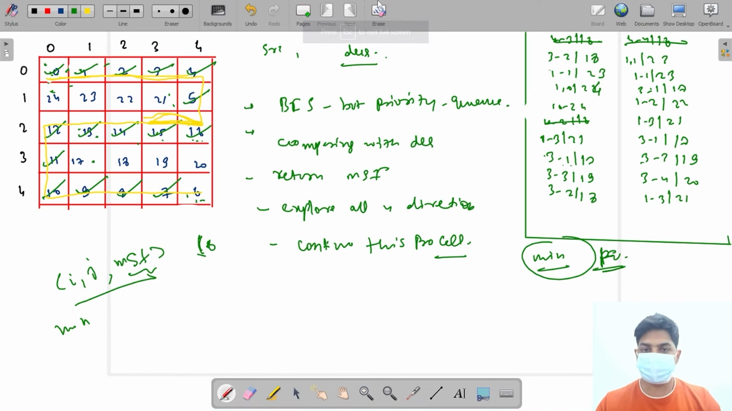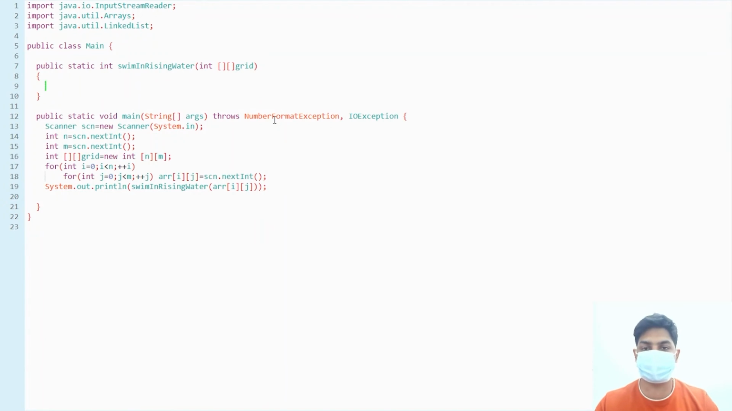So let's discuss what we will do. It is a BFS but modified a little bit. We'll use a priority queue over here. So let's use a priority queue PQ equals new priority queue.